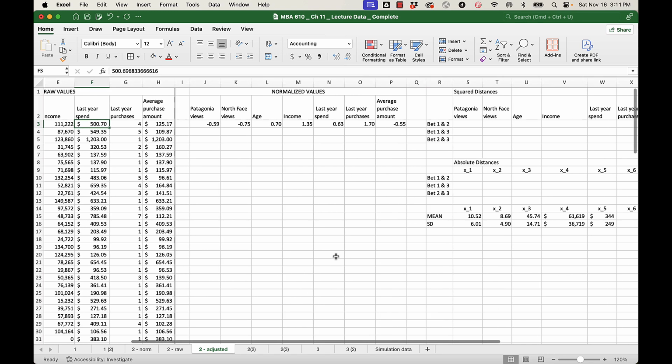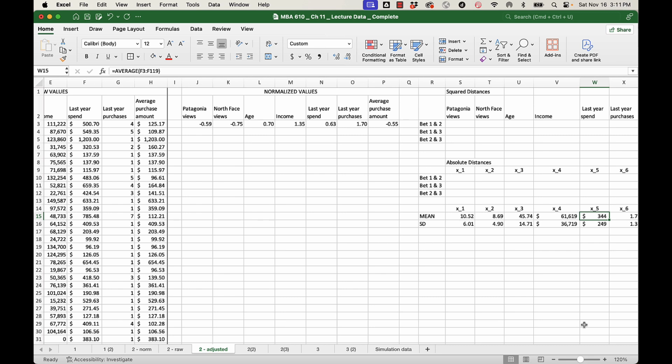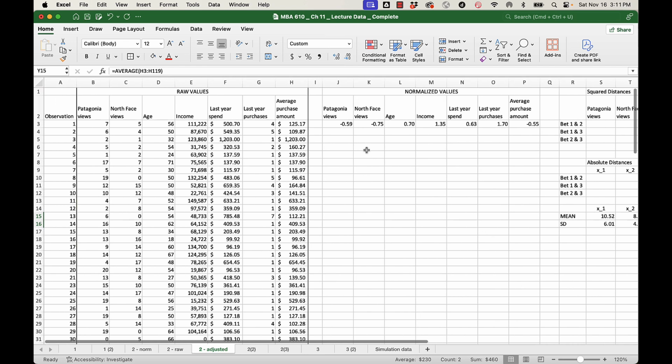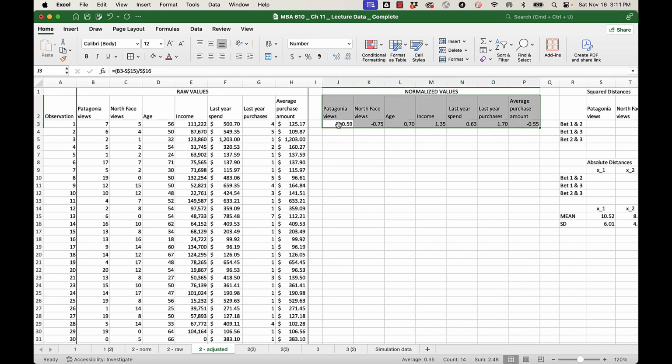Having spent $500 last year, they're over our average spending of $344. They're 0.63 standard deviations above the average. They made 4 purchases per year, which makes them 1.7 standard deviations above average with regard to the number of purchases, but with an average purchase amount of $125, they are below average by about a half a standard deviation below what the average customers or the average purchase amount is. Now that I've got that, I can send this all the way down.